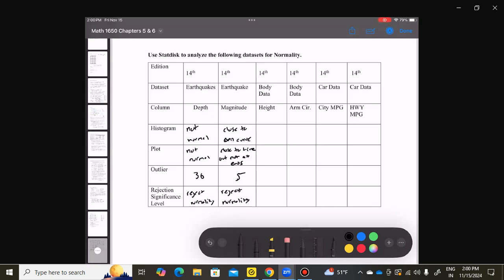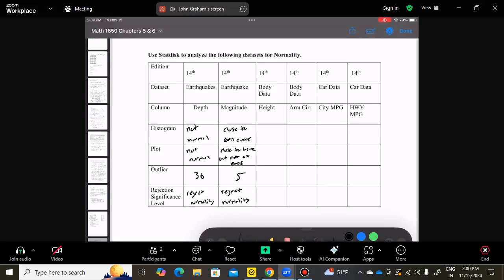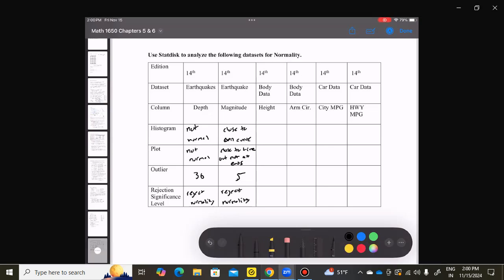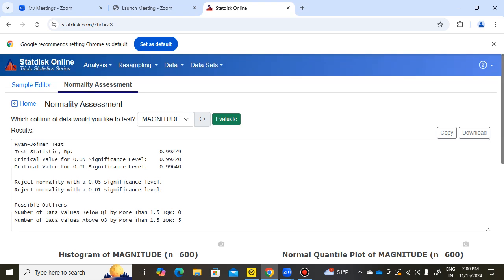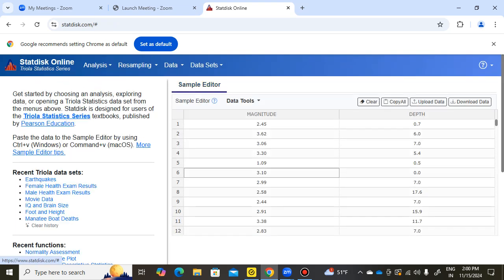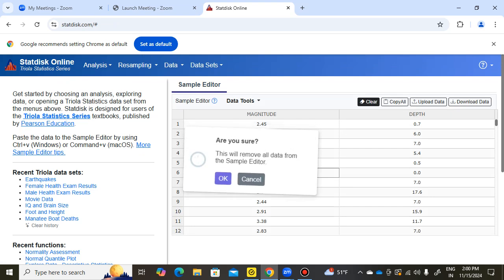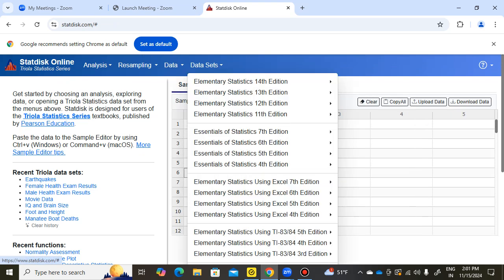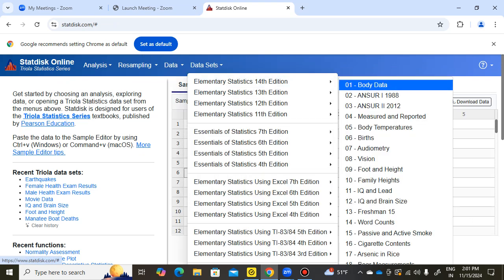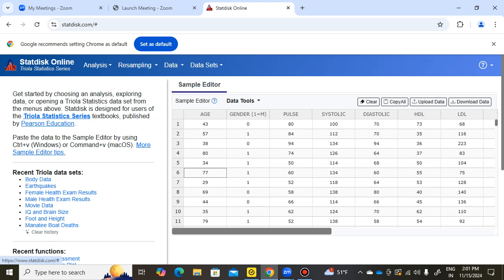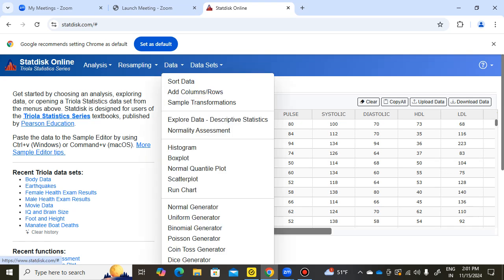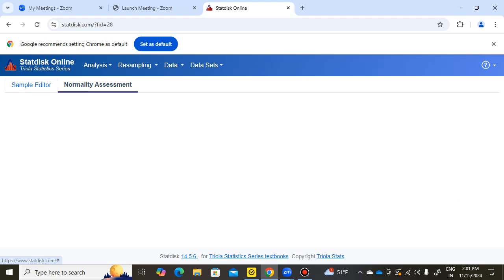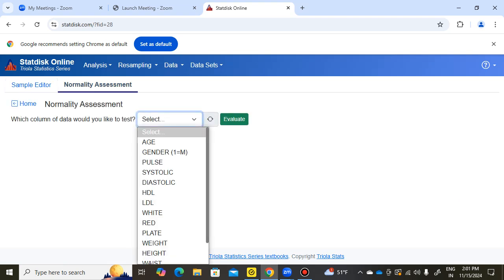Alright, so now we're going to open up body data for the 14th edition. We're going to look at height and arm circumference. So go back to the data set, clear this, open up 14th edition body data. And we're going to do normality assessment. And I said height, we'll do that first.